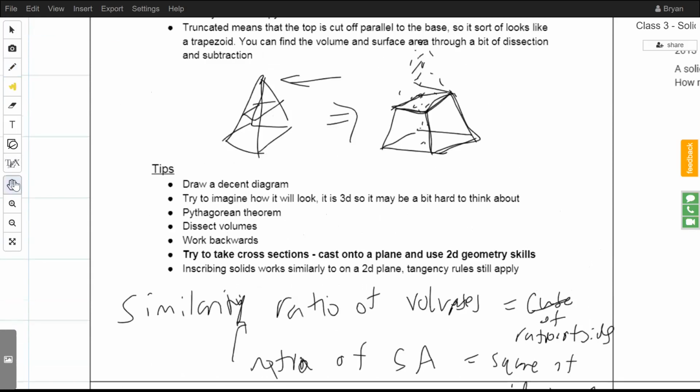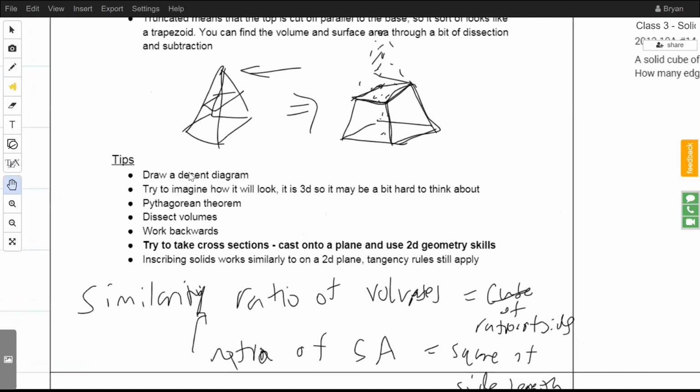Now, general tips to solving these kinds of problems. You can draw a decent diagram. It's sort of hard to draw, but if you have something that you can work with, it makes the problem a whole lot easier. As usual, the Pythagorean Theorem is very prevalent in geometry problems, and no exception for solids. So you can always use it to find certain heights or slant heights. That is often the case.